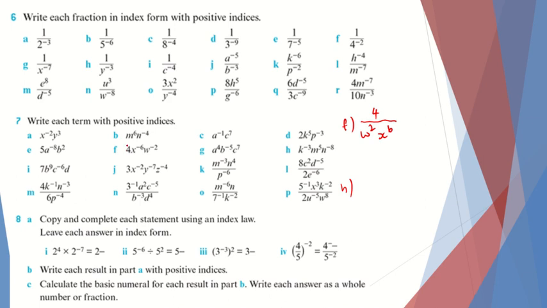The 4 is going to stay because it doesn't have a negative index. The x to the power of negative 6 and the w to the power of negative 2 will actually get pushed to the bottom of the fraction.